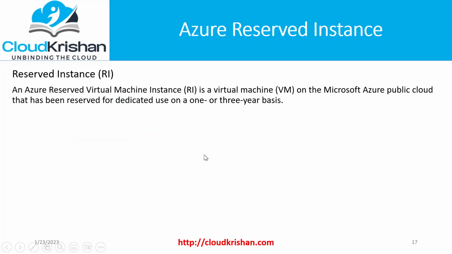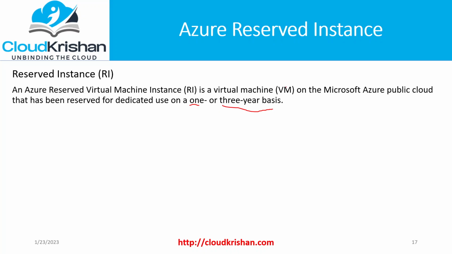Now, what is Reserved Instance? An Azure Reserved virtual machine instance is a virtual machine, also called a VM, on the Microsoft Azure public cloud that has been reserved for dedicated use on a one or three year basis. So that's the important part of it, right? Either 1 year or 3 years.